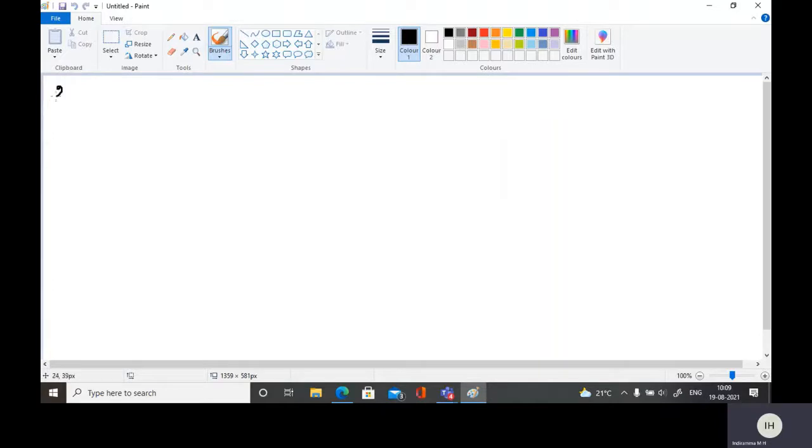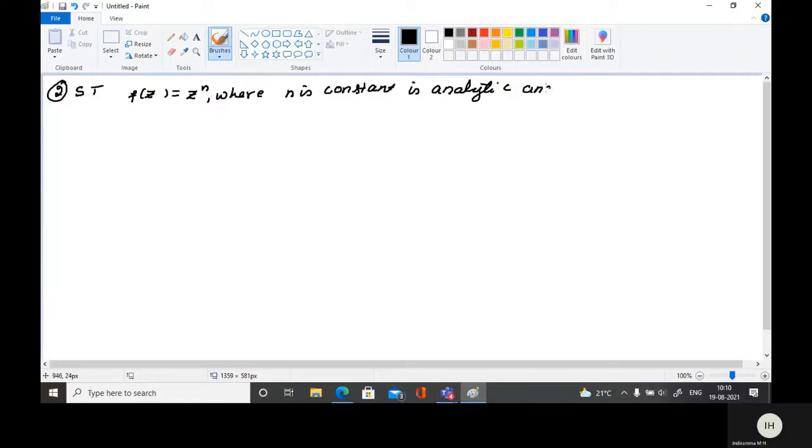Show that f of z is equal to z power n, where n is constant, is analytic and hence find its derivative.